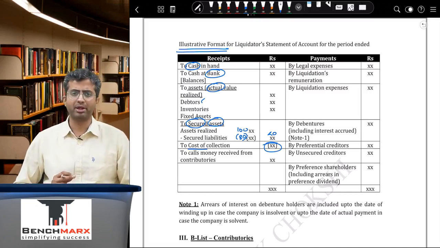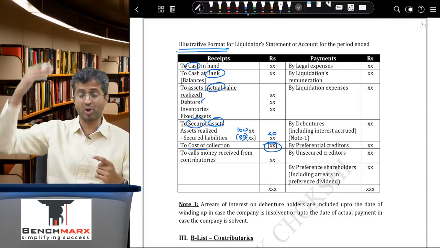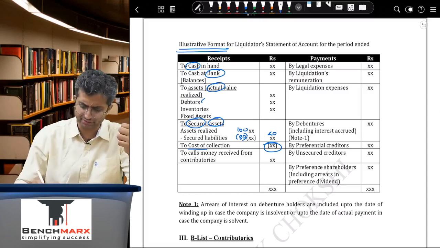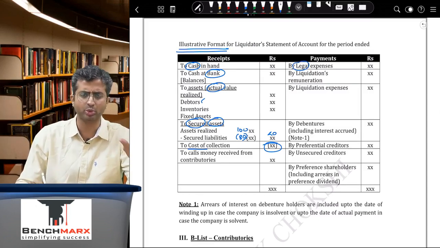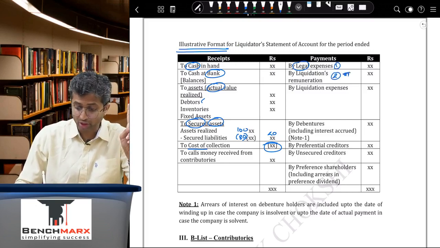When you go to the payment, the first item that you will show, and you will go in this order, is the legal expenses. If there is any legal expenses which are to be incurred, you will take that. Second is the liquidator's remuneration. A lot of questions do come in the exam only pertaining to even the liquidator's remuneration.